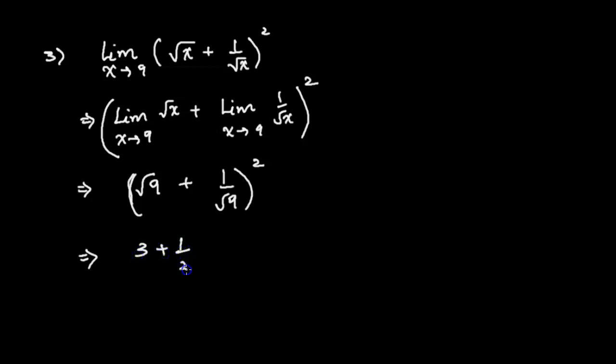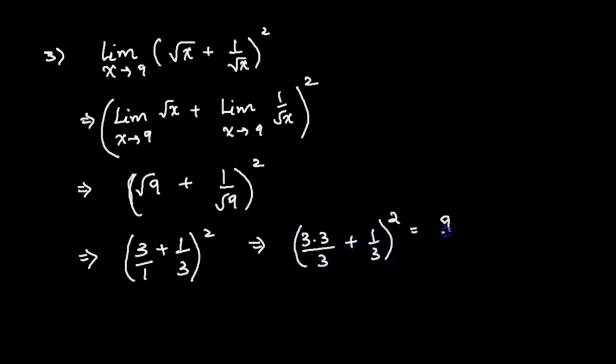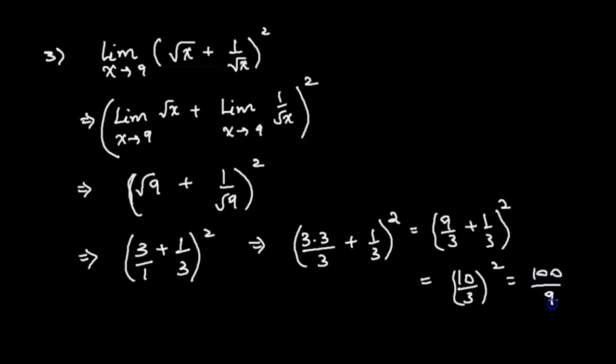This gives us 3 plus 1 over 3, whole to the power 2. Because this is a fraction added to a whole number, we can rewrite it as 3 over 1. To make the denominators common, we would do 3 times 3 over 3 plus 1 over 3. This would give us 9 over 3 plus 1 over 3. And finally, we would get 10 over 3 squared, which is 100 over 9. This is the solution for this question. And that's how we use direct substitution and the properties of limits to calculate limits.